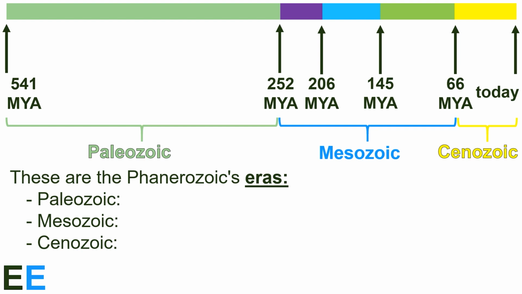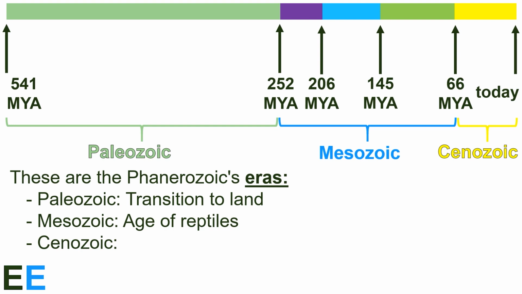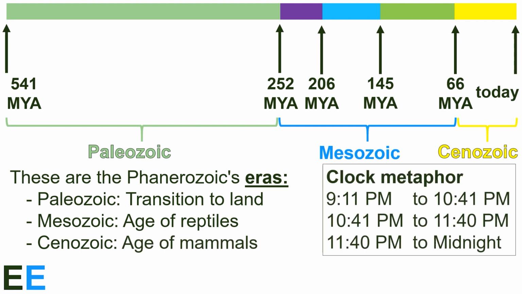Broadly speaking, the major events in these eras are the transition to life on land in the Paleozoic, the dominance of reptiles during the Mesozoic, and the dominance of mammals during the Cenozoic. Using our clock metaphor, life emerged onto land between 9:11 p.m. and 10:41 p.m. Then the Age of Reptiles, which is when the dinosaurs were in charge, lasted for an hour from 10:41 to 11:40 p.m. And finally, at 11:40 p.m., the dinosaurs died out and the mammals took over for the last 20 minutes of Earth's history.